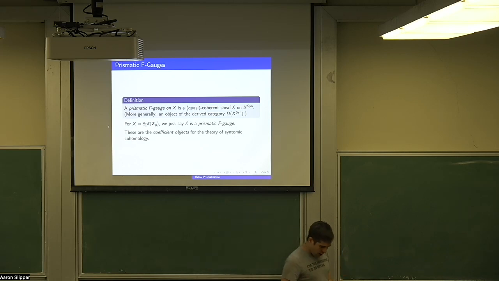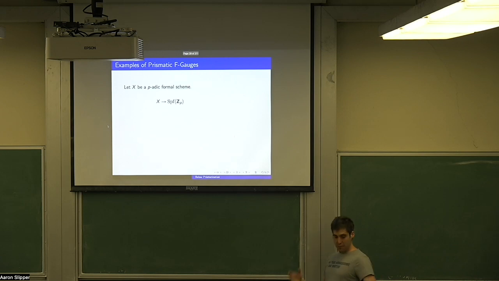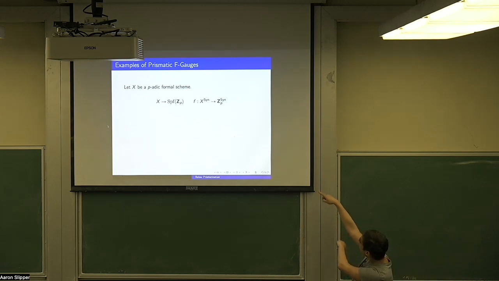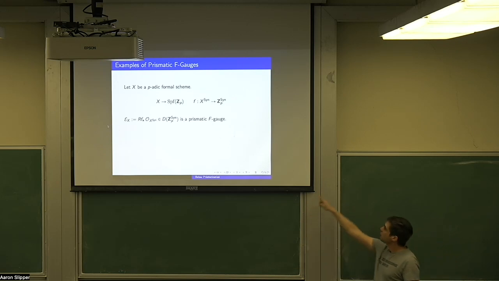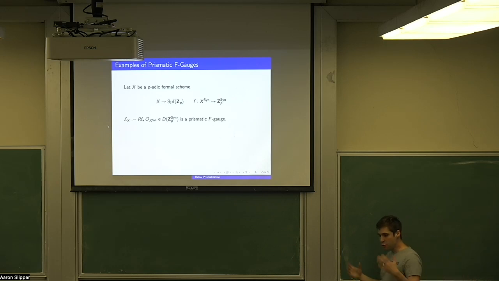If you have a variety X, you can not only talk about the syntomic cohomology of X, you can take its syntomic cohomology with coefficients in a prismatic F-gauge. So what are some examples? Well, let's say X is any p-adic formal scheme. That means there's a map from X to the formal spectrum of Z_p. And this gives you a map between these, I think Bhargav called these syntomifications, between these syntomified stacks. And you can take the structure sheaf of X syn and push it forward to Z_p syn. And that produces some quasi-coherent complex on Z_p syn, the prismatic F-gauge.